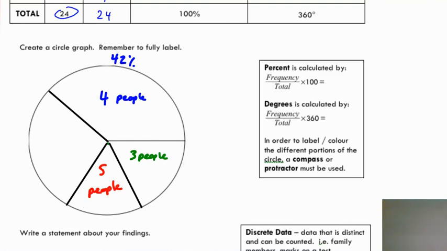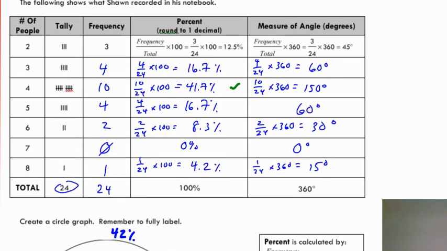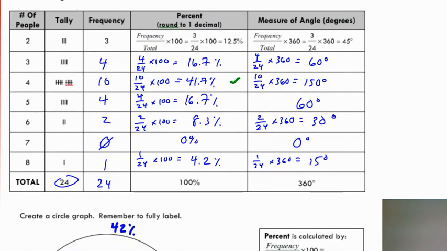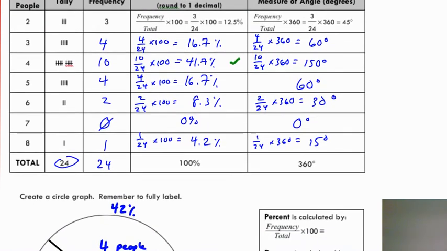Okay. And so this was 60 degrees, right? Or no, percentage-wise, this is 16, so 17%, 17%, 42% we have there. All right, let's keep going. So now it's getting narrower and narrower. Our next biggest group is where there's 2 people in a family. 2 people in a family.